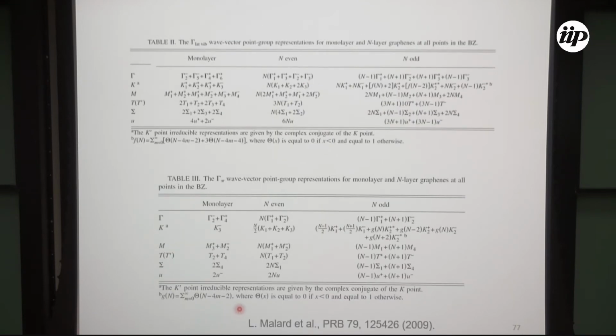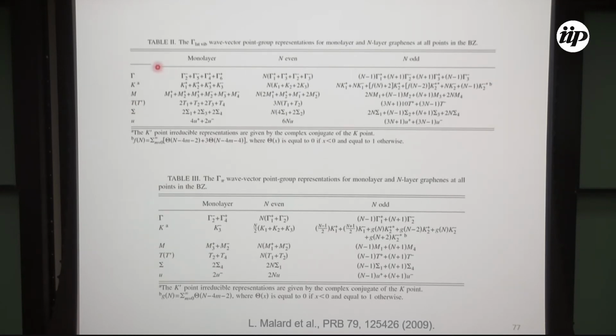So in this paper, we have even modes, for an even number of layers, an odd number of layers, an infinite number of layers, or a monolayer. For example, in this paper we have all the lattice vibration representations calculated for the monolayer, for any number n even, or for any number n odd. And we have the pi electron wave vector point group representations inside of the Brillouin zone, for everything inside of the Brillouin zone.